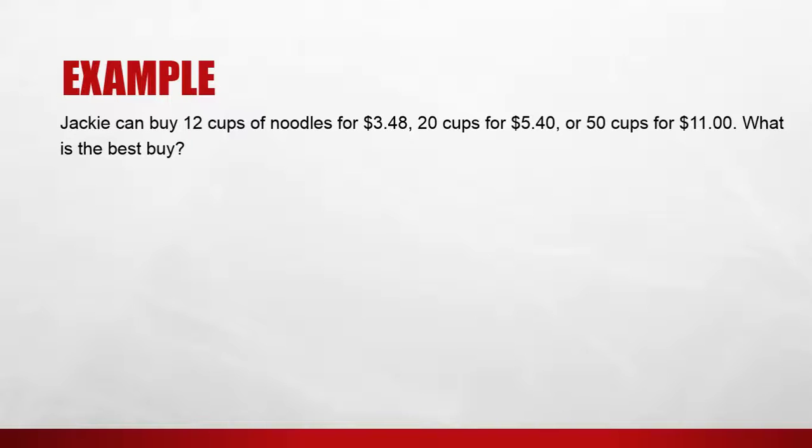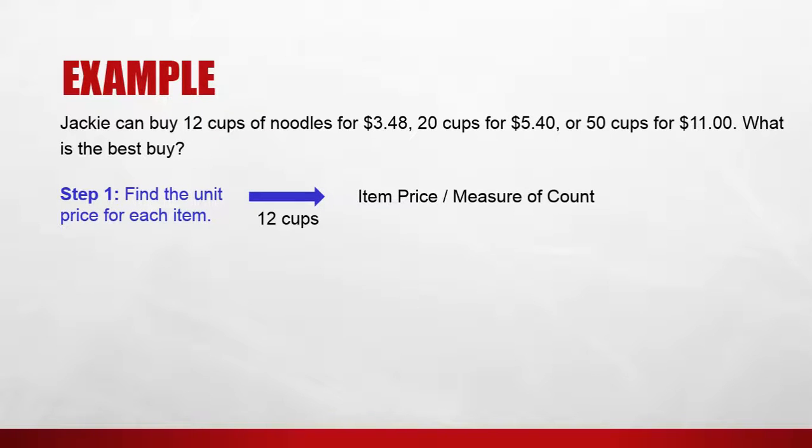So Jackie can buy 12 cups of noodles for $3.48, 20 cups of noodles for $5.40, or 50 cups for $11. So what is the best buy? So we want to find the unit pricing of each item. So let's look at 12 cups first. To find the unit price, you get the item price divided by the measure of count. The measure of count for that one is 12 because there are 12 cups of noodles. So we have $3.48 divided by 12. When you do that, you get 29 cents per cup of noodles.